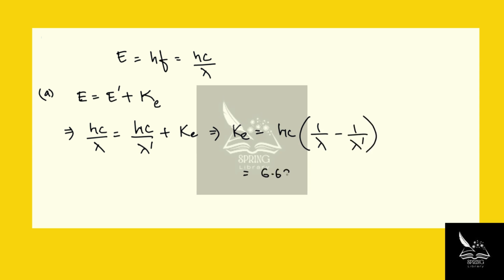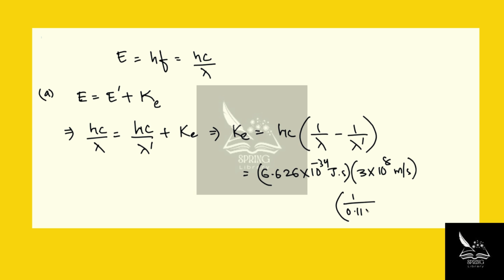So we substitute the values now. This is h, then we have c, the speed of light, then we have 1 over lambda. Make sure you put this in units of meters so that all your units are consistent, and lambda dash is 0.1132 times 10 to the power minus 9 meters.